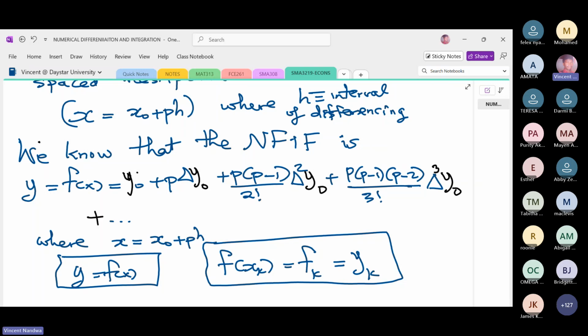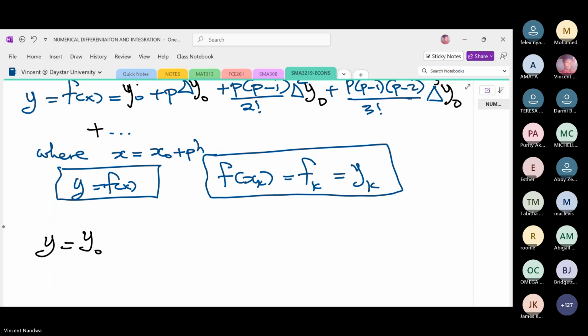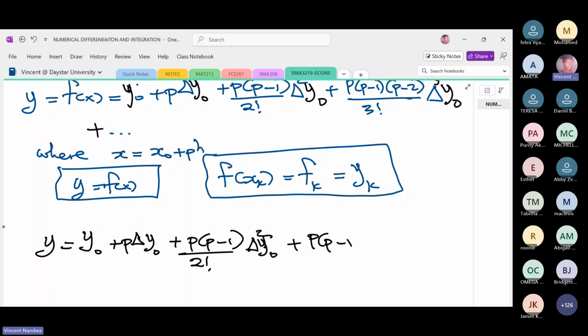Plus other several terms. So we are saying that y is given by y naught plus p times forward of y naught plus p(p minus 1) over 2 factorial times forward squared of y naught plus p(p minus 1)(p minus 2) over 3 factorial times third forward of y naught plus other several terms.